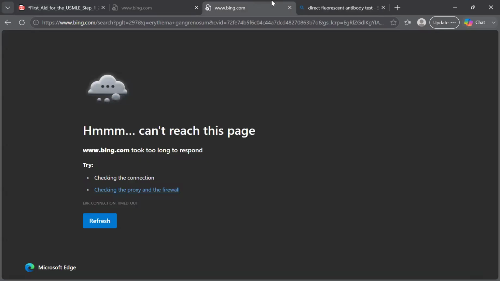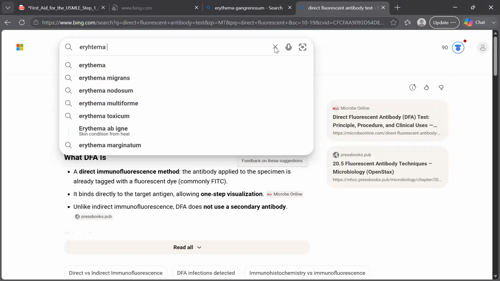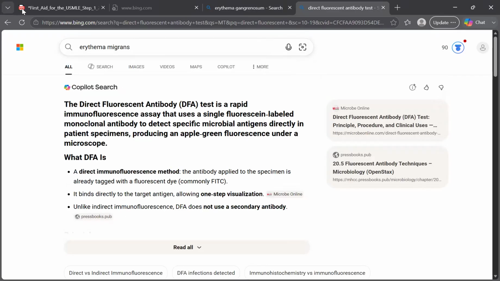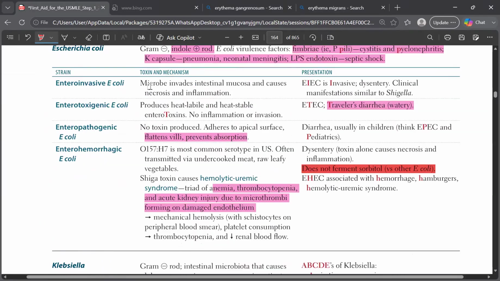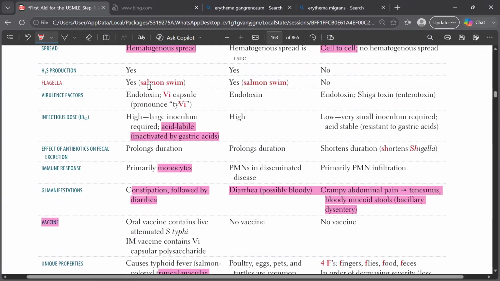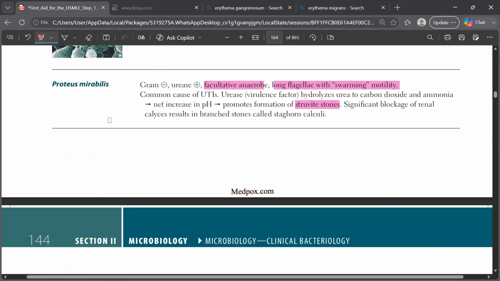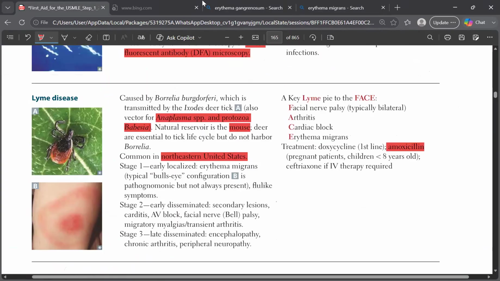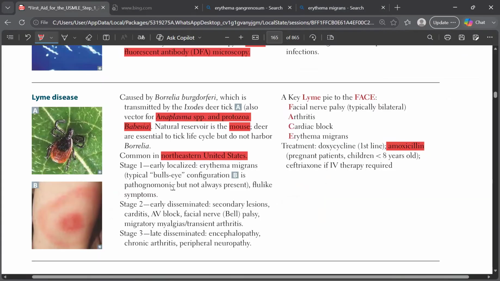I'd like to switch to erythema migrans. The one we did earlier was erythema gangrenosum for Pseudomonas aeruginosa, and this one is erythema migrans, right here. It is an expanding red or bluish rash, often the first sign of Lyme disease, appearing at the site of the tick bite within days to weeks. Okay, so it is specific to Lyme disease.